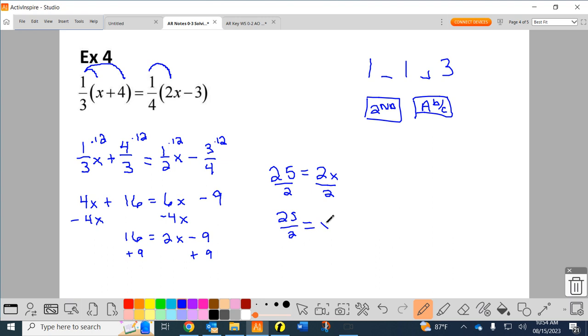What's the other answer? It's like 12 and 1/2? Yeah. 12 and 1/2 equals x. Just so we have both answers. Okay, guys. Does anybody see anything before we finish up our notes? No.